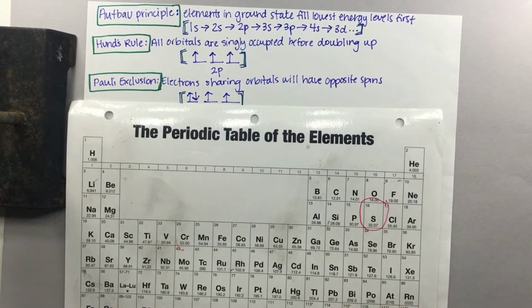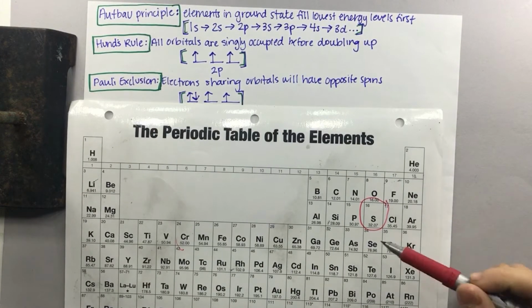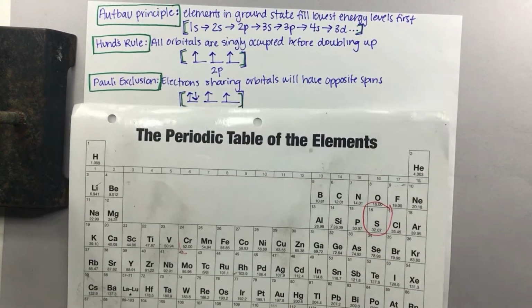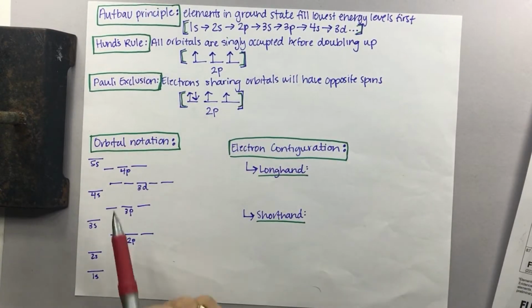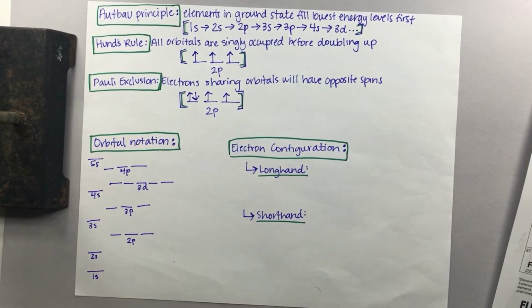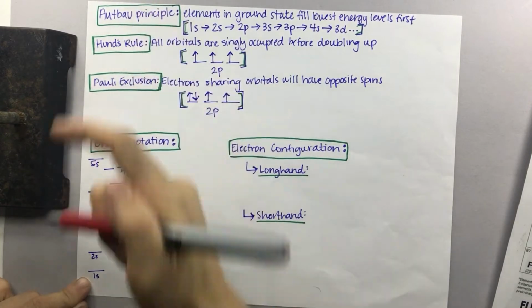Alright, now sulfur. If we look at sulfur, if it is in the ground state, if it's neutral, it's going to have 16 electrons to balance out the 16 protons we see here in the atomic number. So orbital notation is a reflection of those electrons as arrows. Remember that each orbital can only hold 2 electrons. We have 16 total electrons we need to fill. They're going to fill lowest first based on Aufbau Principle.